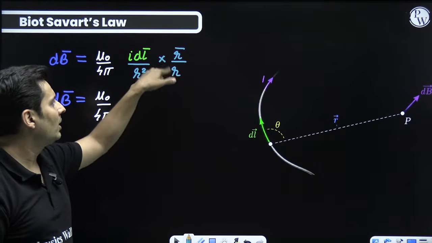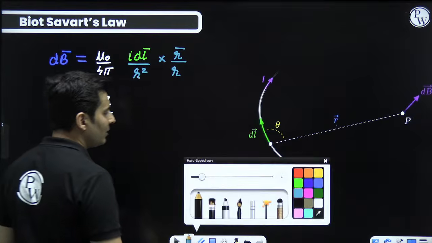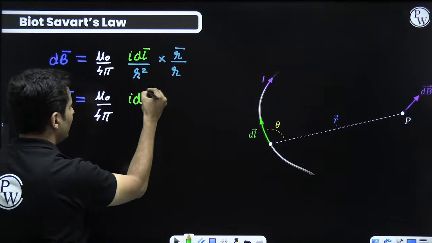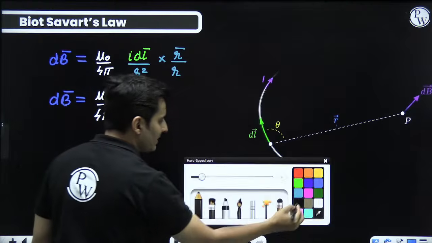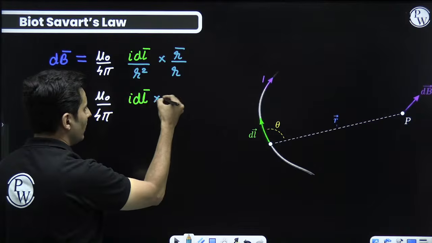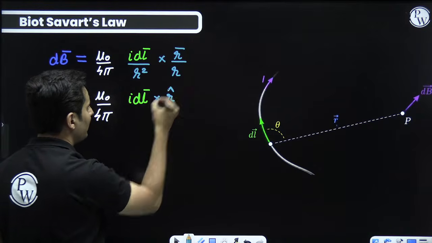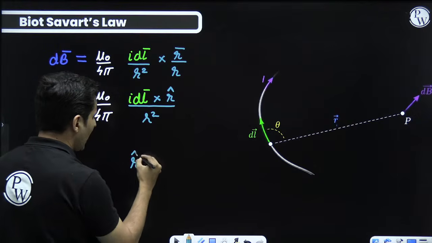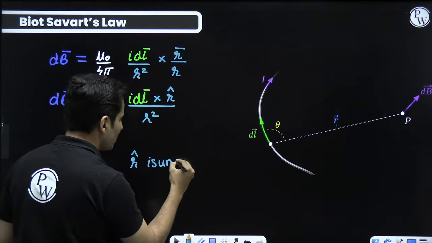What is this number over here? Think about it carefully and answer. What is this number over here? Come on. This is obviously I dl. Okay. What is this number? Yes, it is a unit vector along that position vector. So it is cross producted with r cap. It is that unit vector and then you will get r bar. So r cap is the unit position vector.